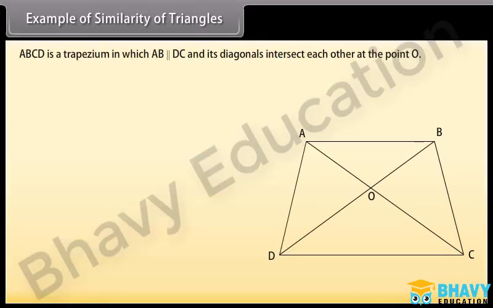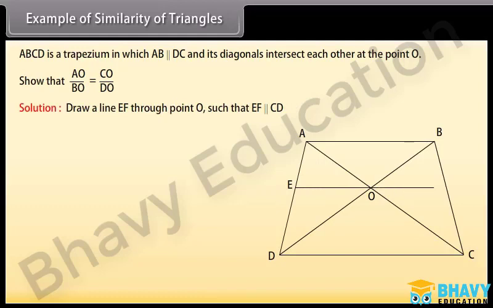ABCD is a trapezium in which AB is parallel to DC and its diagonals intersect each other at the point O. Show that AO upon BO equals CO upon DO. Draw a line EF through point O such that EF is parallel to CD.